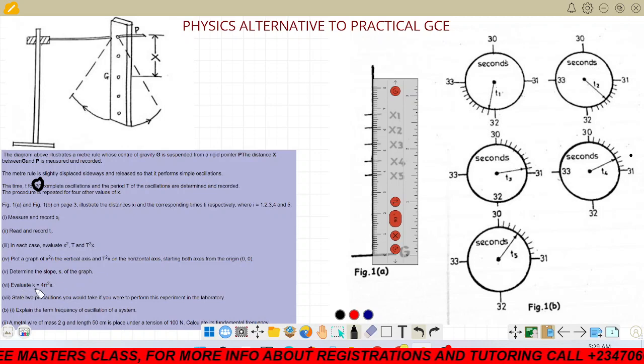The next one is evaluate k, which is 4 pi squared times the slope. So that means when I get the slope, I can use pi as 22 over 7 or 3.142 or whatever. Then this is where we are going. I want to give answers to all these, I'm talking about Roman figure 7. Is it 7? BII should be 7. Fine.